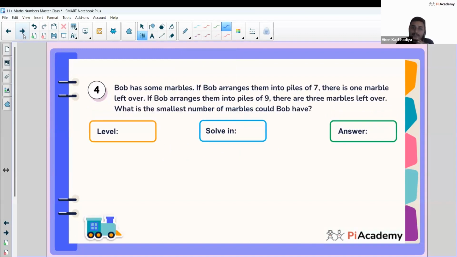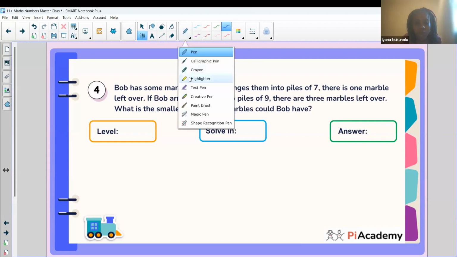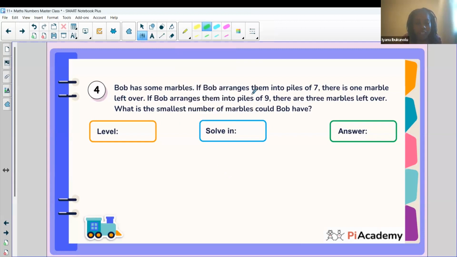Here you have a little bit of a medium level question. Let me choose who is going to read this question. Yes, Emily, please read this question. Bob has some marbles. If Bob arranges them into piles of 7, there is 1 marble left over. If Bob arranges them into piles of 9, there are 3 marbles left over. What is the smallest number of marbles Bob could have?